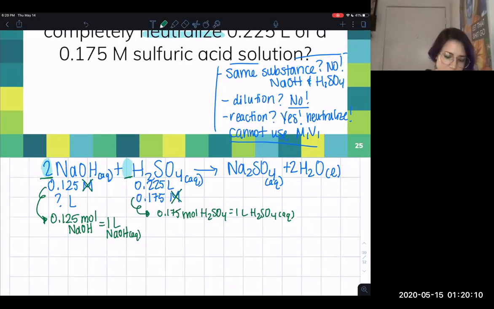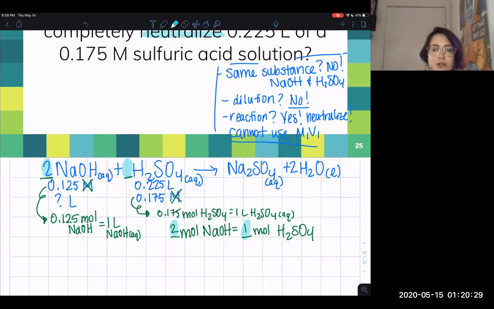A mole ratio. 1 mole of sulfuric is equal to 2 moles of sodium hydroxide. Getting really excited with my S's here today. There we go. Gotta have a mole ratio. Now let's take a look at what we got. I want liters of sodium hydroxide. Here's liters of sodium hydroxide connected right here. Moles of sodium hydroxide.